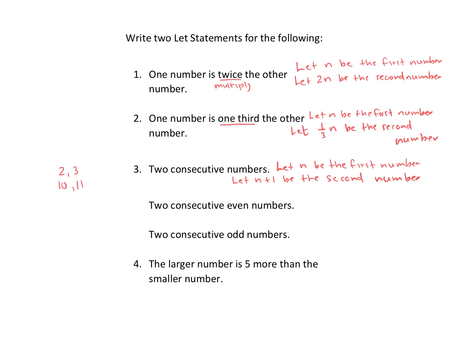If they are two consecutive even numbers, so an example of two consecutive even numbers might be 2 and 4. It might be 10 and 12. So we can see that they're increasing by 2 because they're even. So I'm going to let n be the first number. And then the next even number would be 2 more, so we're going to say n plus 2.